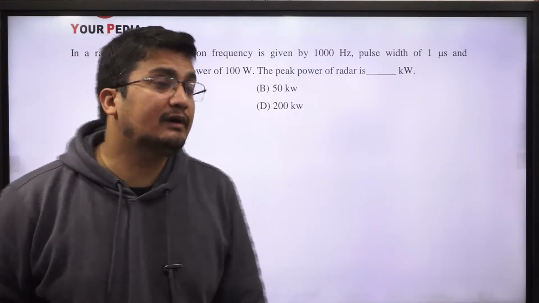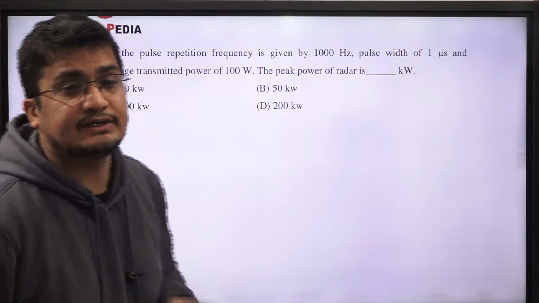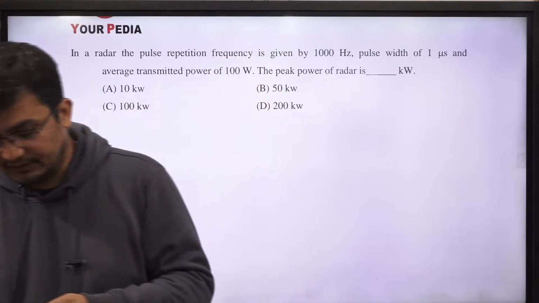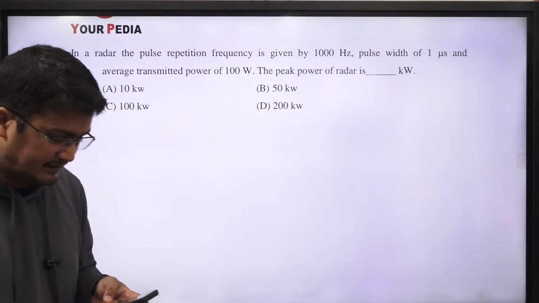So guys, anyone among you who knows the answer for this, please put it down in the comment section. Come up please. What will be the answer for this? This is a question from radar engineering.